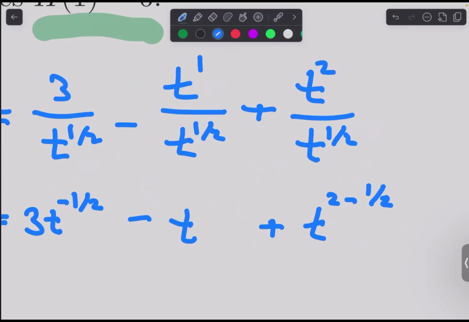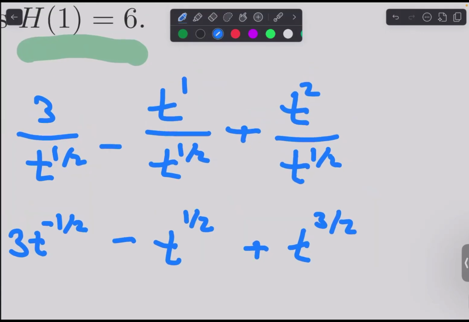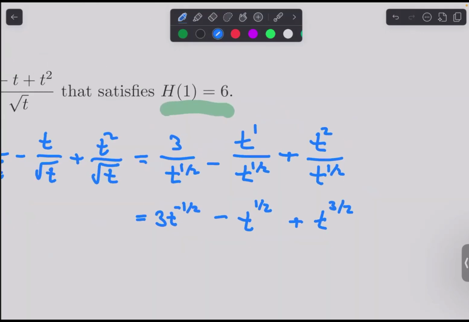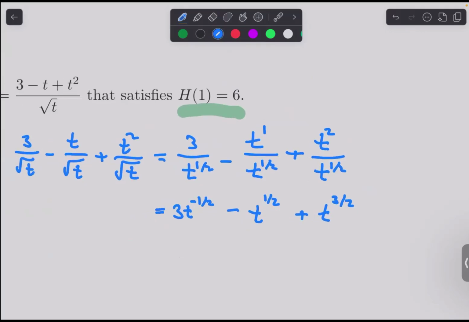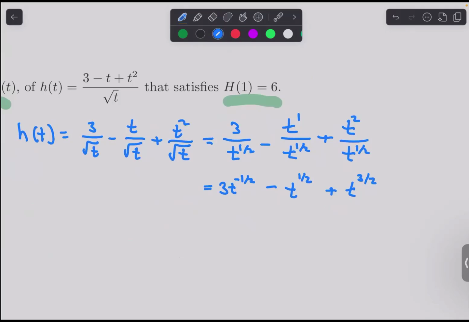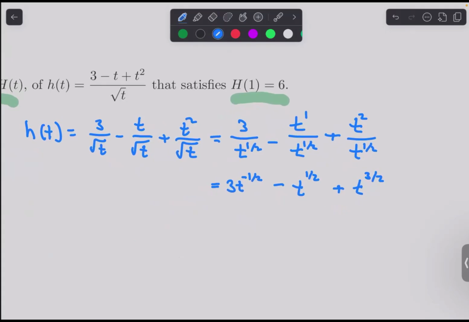So 1 minus 1/2 is going to be 1/2, and 2 minus 1/2 is going to be 1.5, aka in the fraction form, 3/2. So now I've got this all set up, really well set up to use our power rule in order to find an antiderivative. So far I haven't done any antiderivative. I've just been rewriting my little h. So now let's go ahead and find an antiderivative.